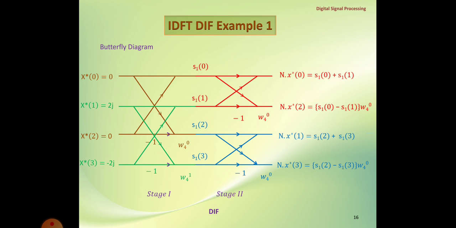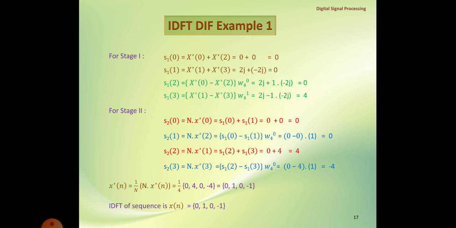This is nothing but the operation of in-place computation. So for stage 1, S1(0) equals the simple addition of two inputs, that is equal to 0, S1(1) equals 0, S1(2) equals the subtraction of two inputs multiplied by omega 4 0, that is 2j minus (-2j), 0, and S1(3) equals the subtraction of two inputs multiplied by omega 4 1, that is equal to 4.